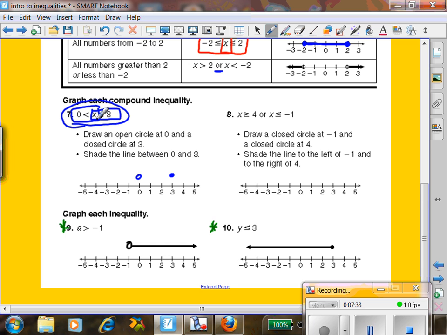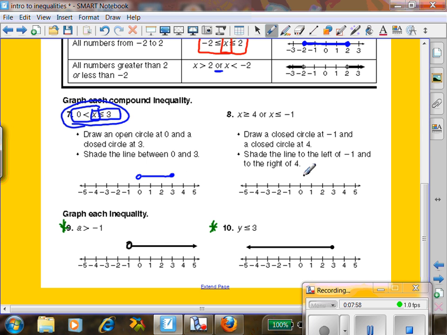And then we want everything less than or equal to 3. So we've got the equal. Less than is going to be to the left, but it has to be bigger than 0. So that means when I get to 0, I have to stop. So my line is just going to connect those two dots. So anything above 0 but less than or equal to 3 is my solution, and that's what your graph should look like.